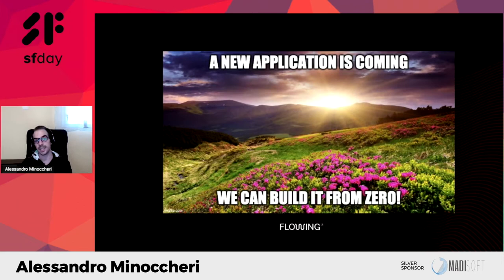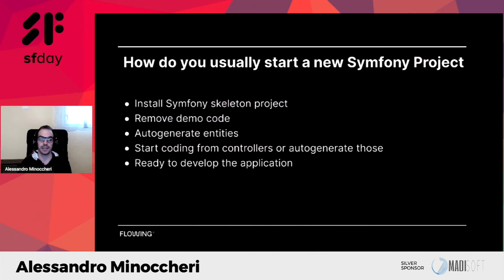But business usually asks to create the software in a rapid way because there is a strict deadline. And usually, to develop in a rapid way, a developer can install Symfony with Composer, installing the skeleton project, removing the demo code, auto-generate entities, start coding from controllers or auto-generate those, and they are ready to develop the application.